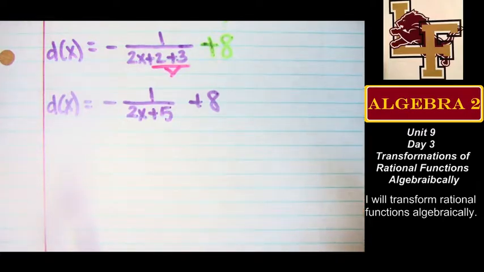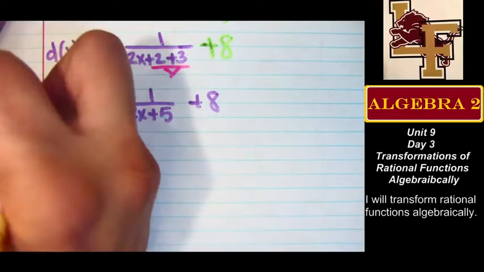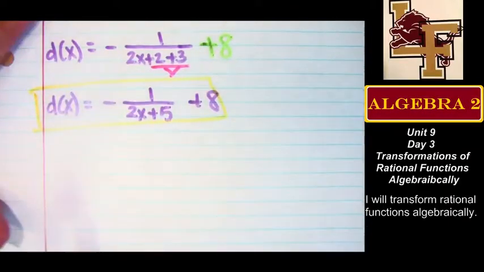I don't see anything else I can do. Can't add the 2 and the 5 together. Can't add the 5 and the 8 together. I really don't want to move the negative. Okay, nothing else I can do. I'm done. That's it.